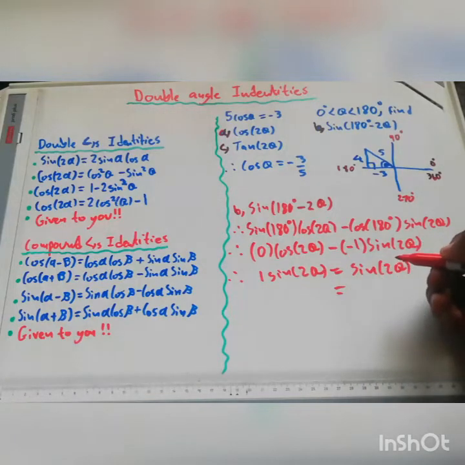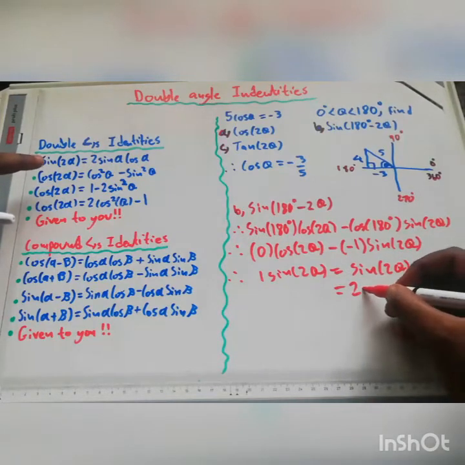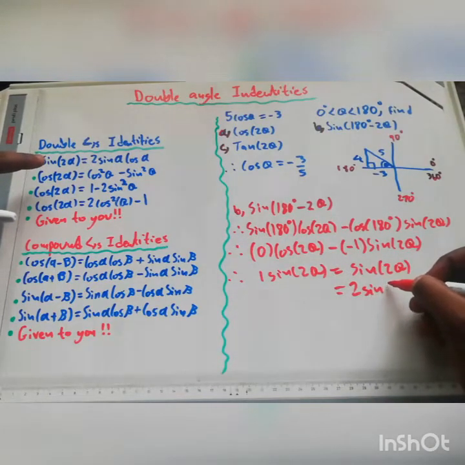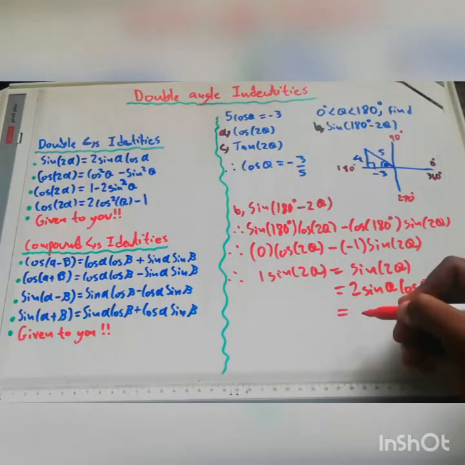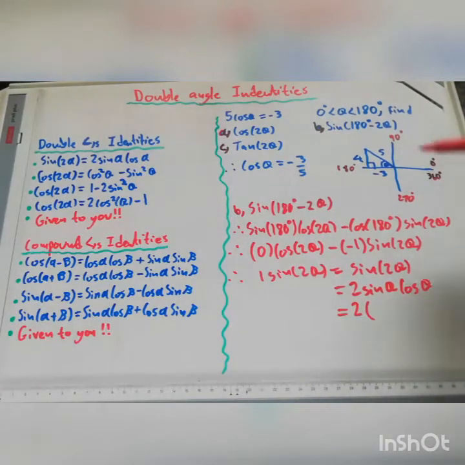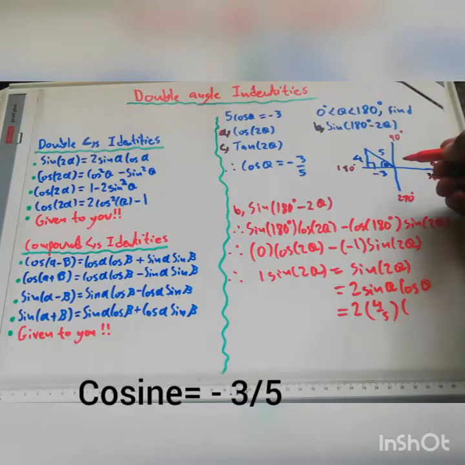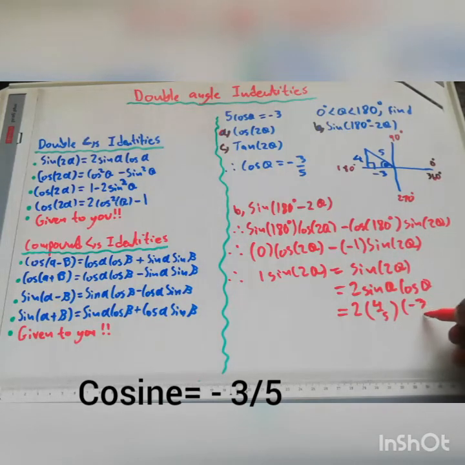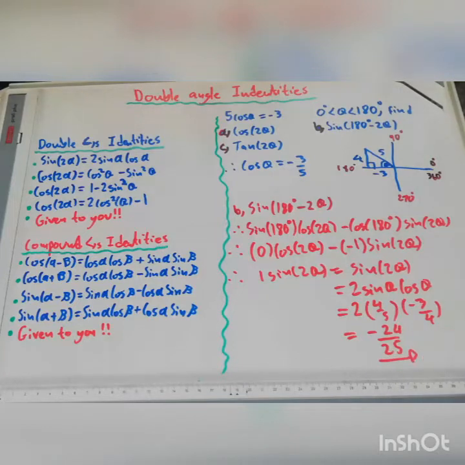Then from then on, you can simply use this double angle identity to find your answer. So it's 2 sine theta cos theta. When you arrive at this stage, you simply go back to your triangle and you take out your answers. Sine theta is 4 over 5. Cos theta is minus 3 over 5. The final answer you'll get is minus 24 over 25. You have your answer.